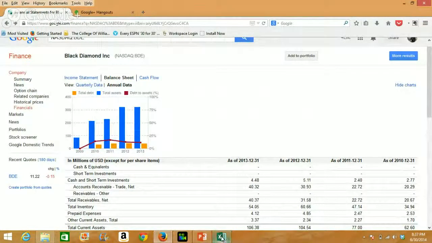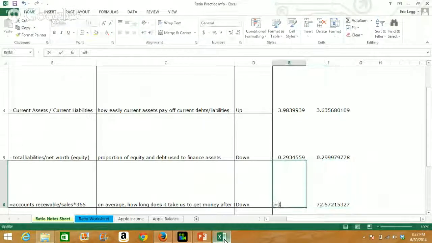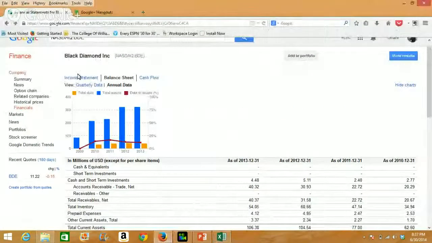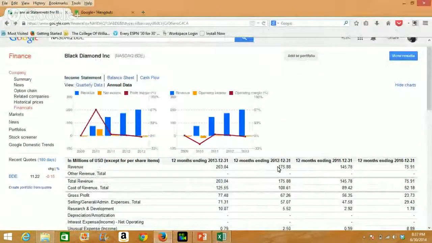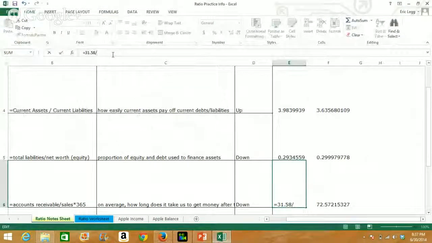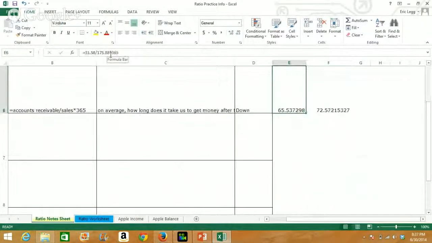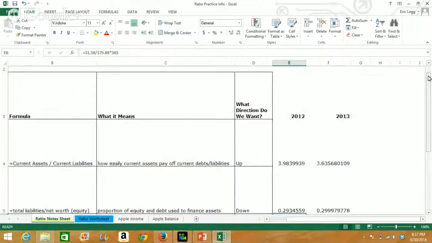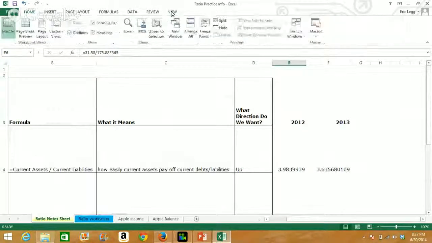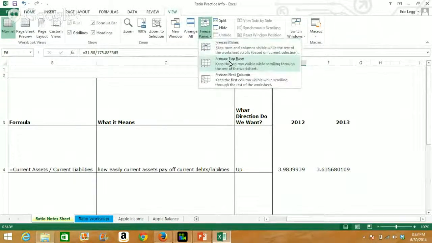Let's look at 2012 and see if they're doing any better. Accounts receivable, total receivable 31.58 divided by our sales. Okay, sales again on the income statement, 175.88, times 365. Okay, 65 days in 2012, so they were doing better in 2012. So you can see again on this ratio, Black Diamond is not doing as well in 2013 as they were in 2012. The next key to this, and I'm just going to freeze panes here so we keep that top row.